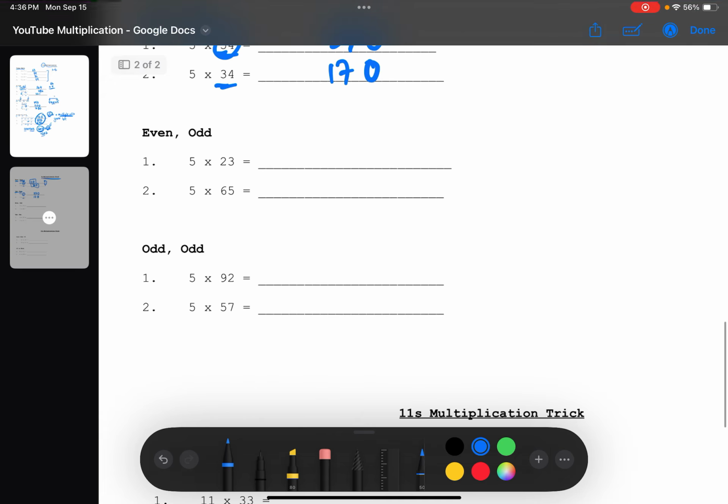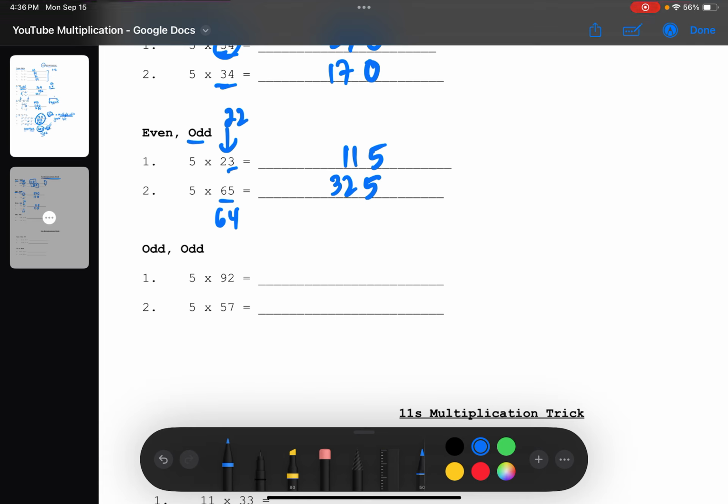Okay? Now, here's where it starts getting not too funky. What you need to remember is that since this is odd, instead of putting 0, we're going to put a 5. And then when you go 1 down, well, 1 down is 22. And what's half of 22? That's 11. So your answer is 115. Okay? This one over here, same thing. Since that is odd, we're going to put a 5. Go 1 down, which is 64. Half of 64 is 32. So your answer is 325.